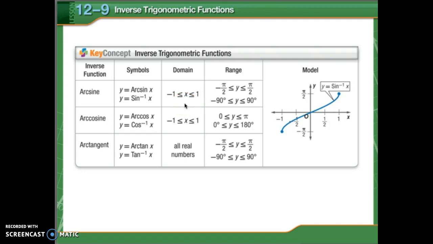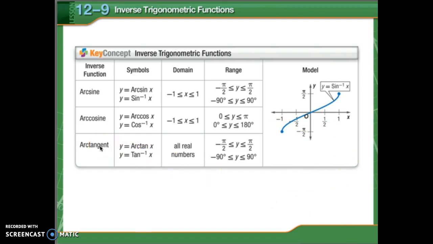Conceptually, the inverse trig functions for sine and cosine take the regular sine wave and the regular cosine wave, and rather than moving them up and down across the x-axis, they get flipped so they move back and forth up and down the y-axis. And that's essentially what the inverse does.